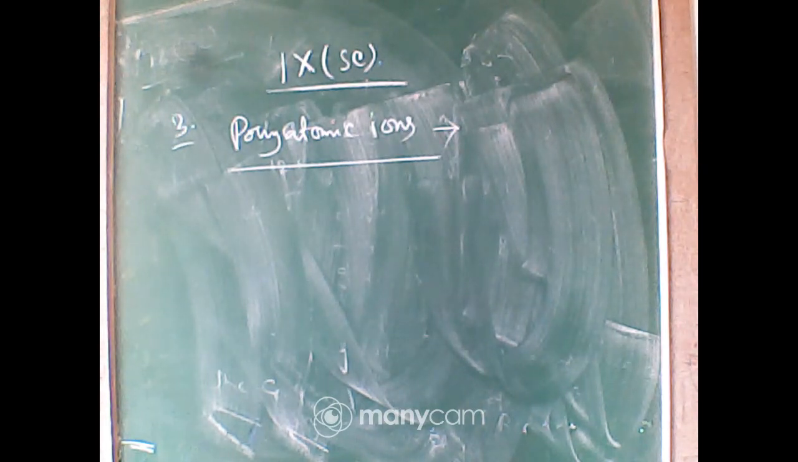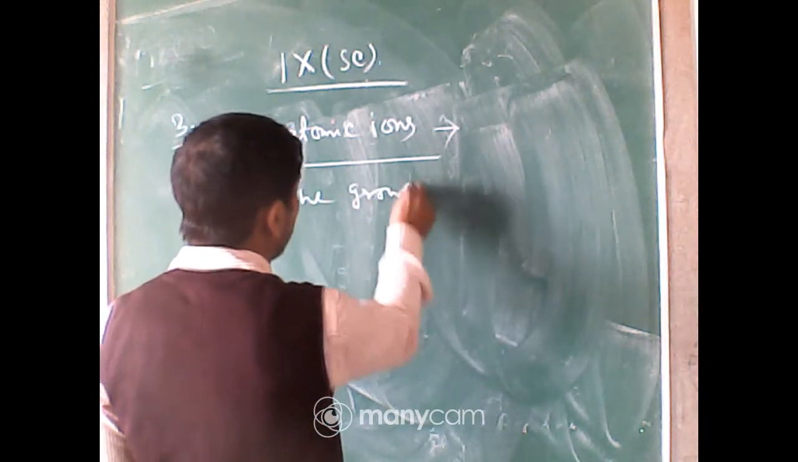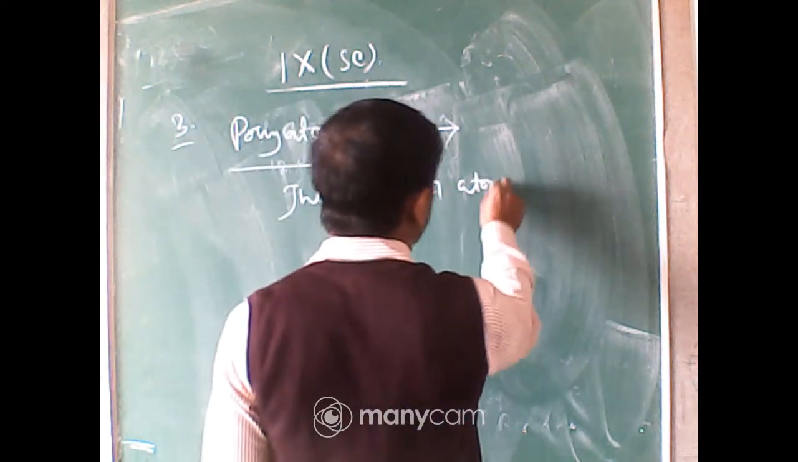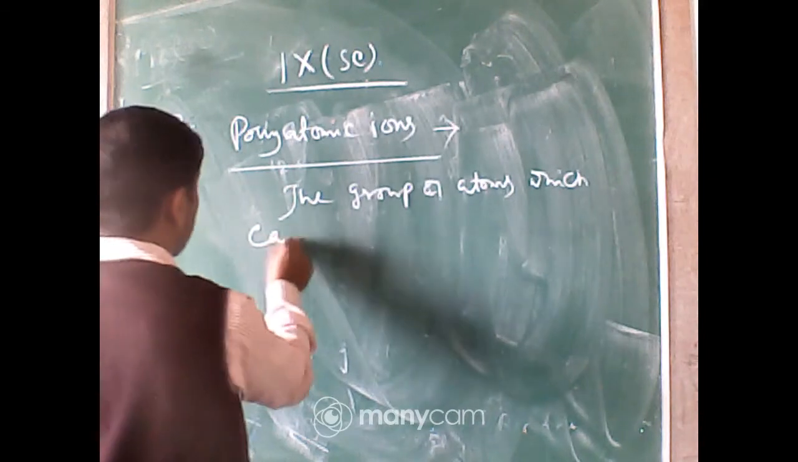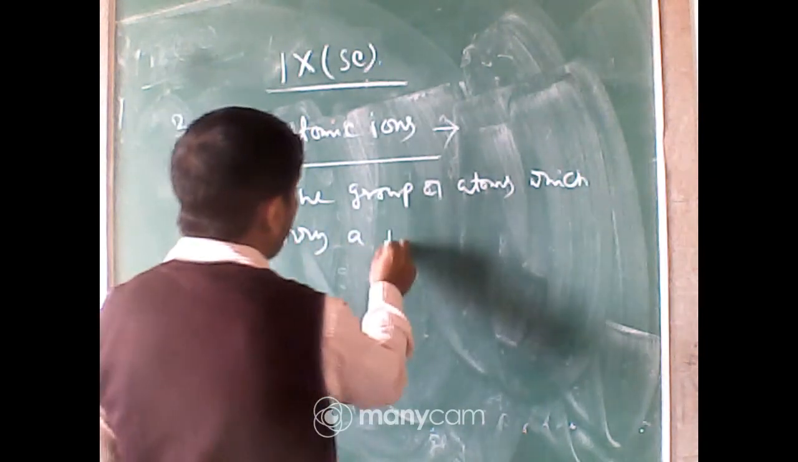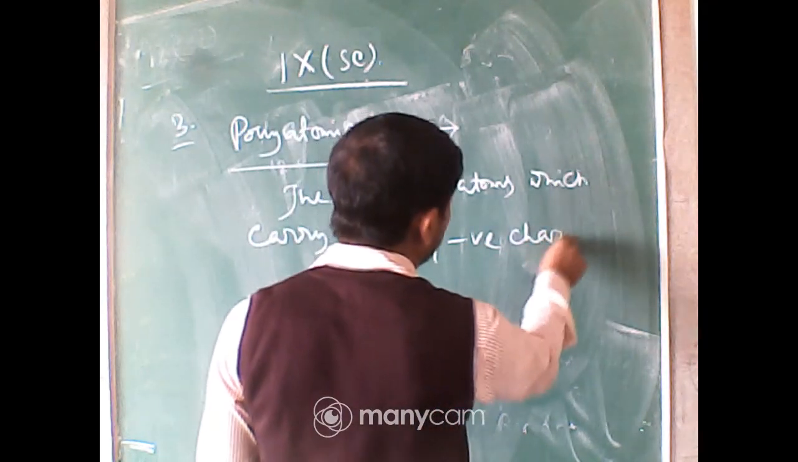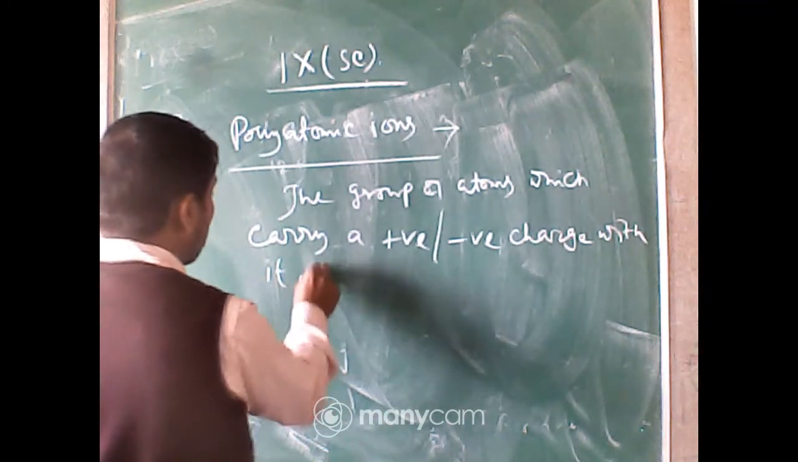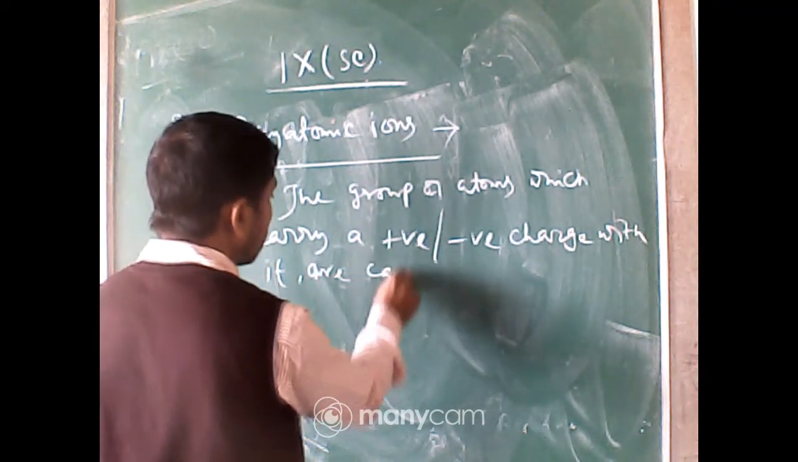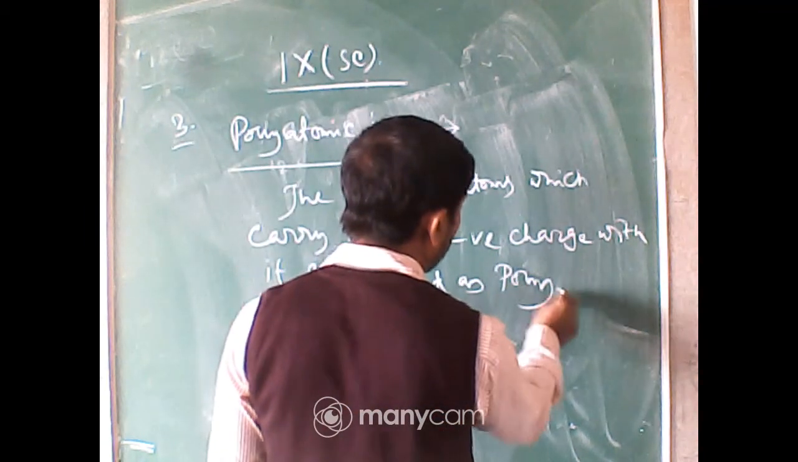The group of atoms which carry a positive or negative charge with it are called polyatomic ions. Okay.